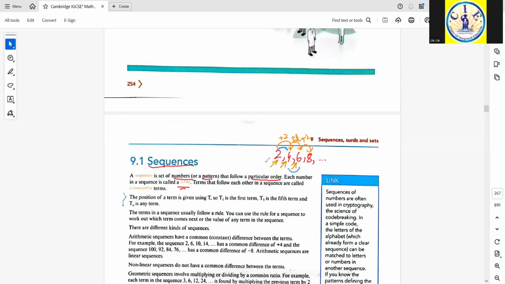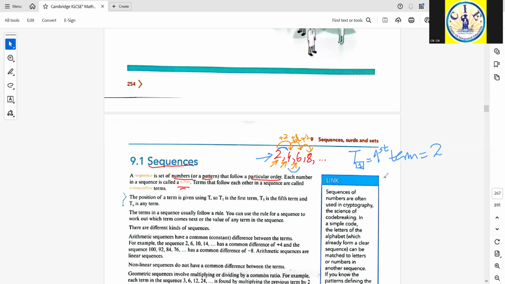Okay. Now, the position of a term is given by writing just T. That stands for the term. And a number in the subscript indicates the position of the term. Like if I write T1, that would mean the first term of this sequence. And the first term of this given sequence is 2.